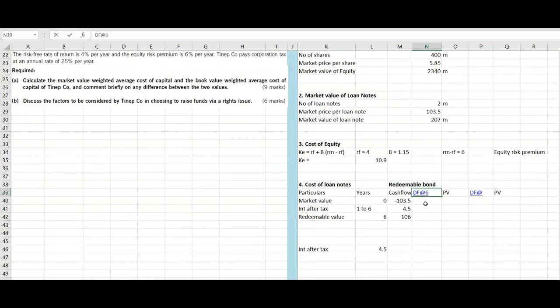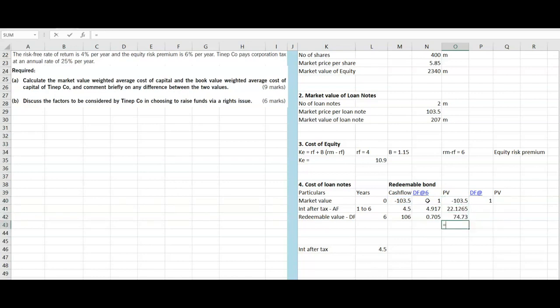So we take it as 6. This number will always be 1, so you don't need to worry about that. For the interest you have to take an annuity factor table, and for the redemption value you have to take a discount factor table. So the annuity factor comes to 4.917, and the discount factor for 6 years at 6% comes to this number. So our job is very simple. We just multiply the cash flow by the discount factor that we found, and we get the numbers.